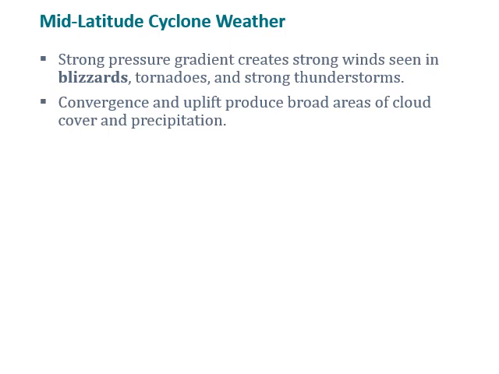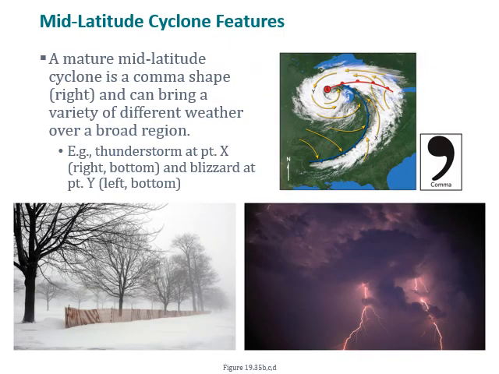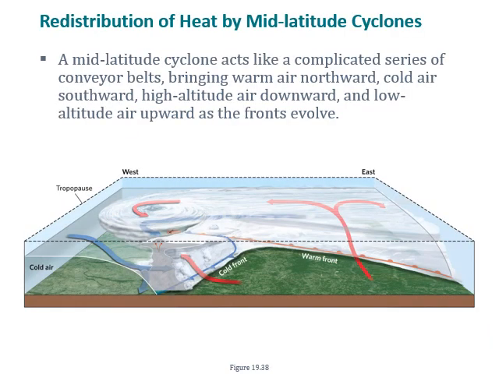In mid-latitude cyclones, there are strong pressure gradients, which create strong winds. This produces blizzards, tornadoes, and strong thunderstorms. Convergence and uplift produce broad areas of cloud cover and precipitation as well. A mature mid-latitude cyclone is a comet shape, shown on the right, and can bring a variety of different weather over a broad region, like thunderstorms and blizzards. Additionally, a mid-latitude cyclone acts like a complicated series of conveyor belts, bringing warm air northward, cold air southward, high altitude air downward, and low altitude air upward as the fronts evolve.